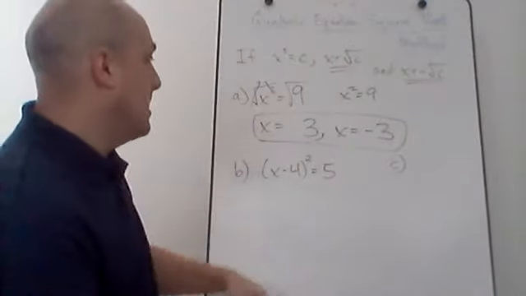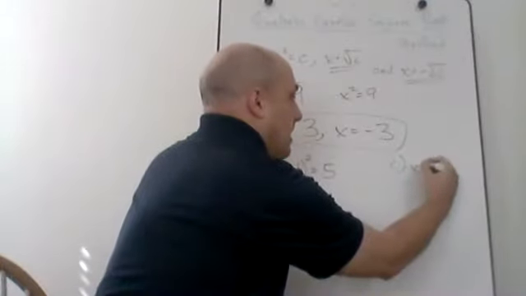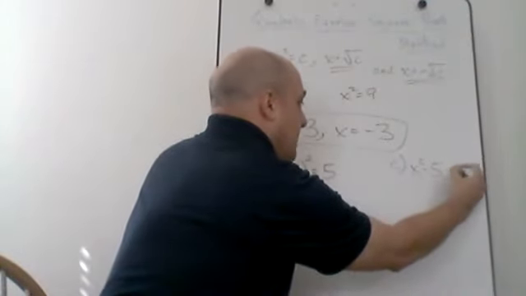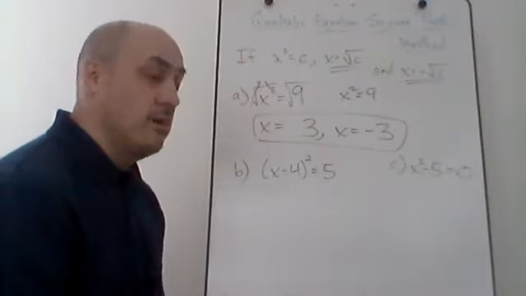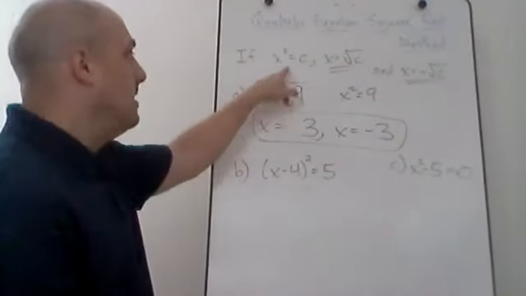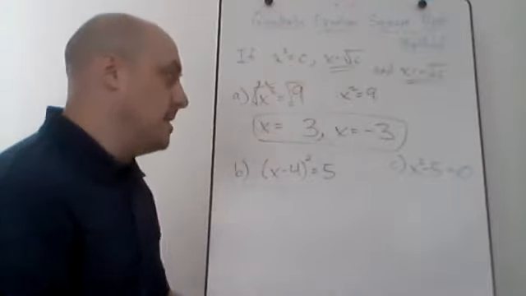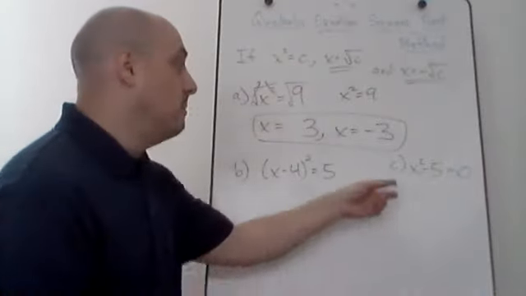I'm going to do that before I do example B. Let's say we have an equation like this: x squared minus 5 equals 0. If I have an equation that looks like that, it's not exactly in the form of x squared equals c, but I can put it into that form.